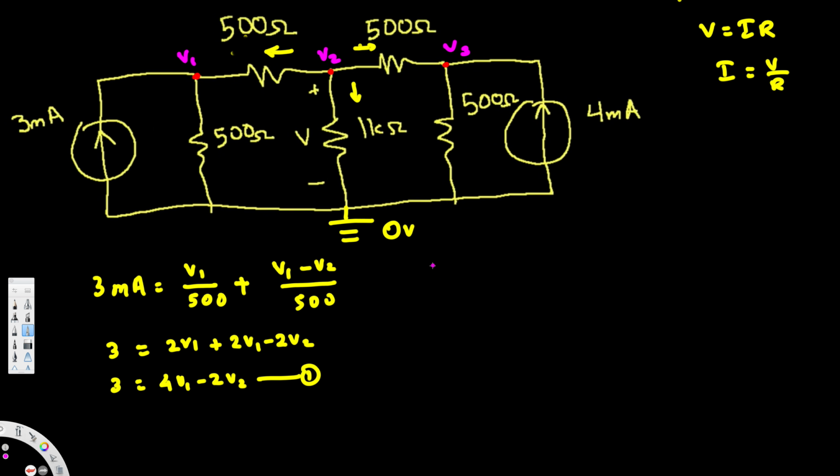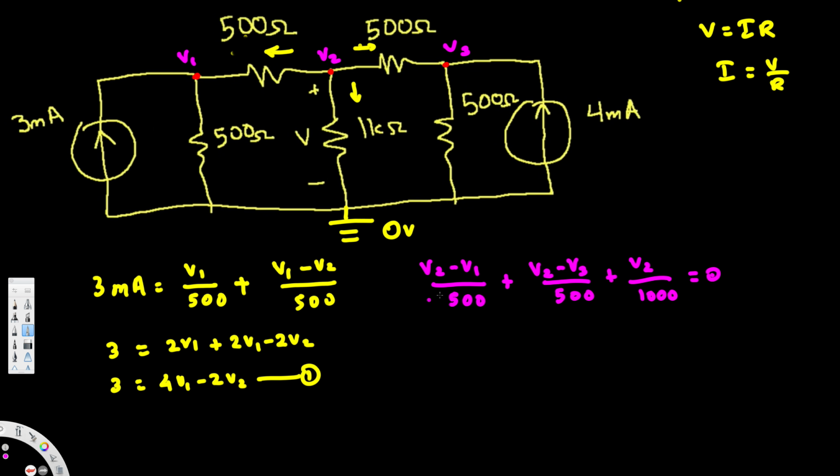The second equation is going to be (V2 minus V1) divided by 500 plus, then this way we have a current leaving, so (V2 minus V3) over 500 plus, and also this way we have a current leaving, that is V2 over 1 kilo ohm, which is 1000 ohm, so we can put V2 minus 0, because the bottom is 0, right? So V2 minus 0 over 1000, and that's equal to 0.